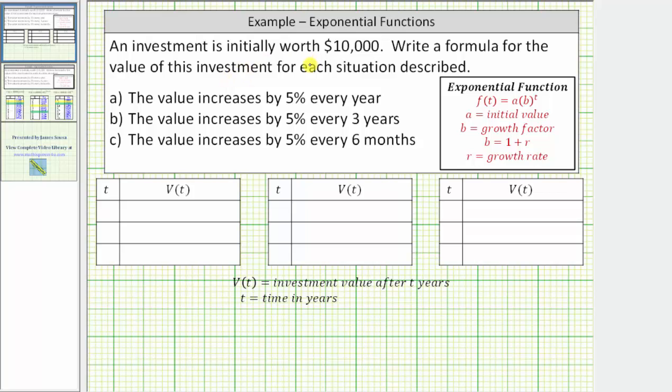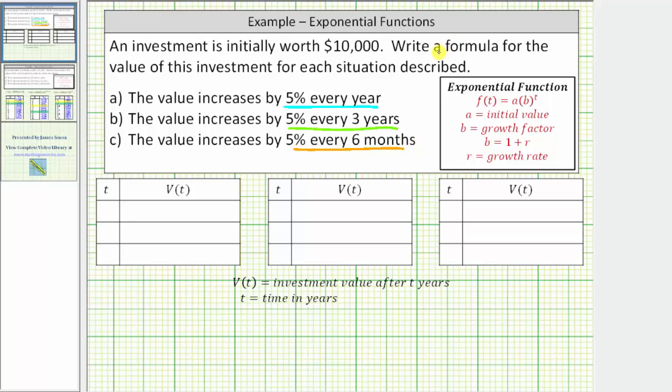An investment is initially worth $10,000. Write a formula for the value of this investment for each situation described. A, the value increases by 5% every year. B, the value increases by 5% every 3 years. And C, the value increases by 5% every 6 months.